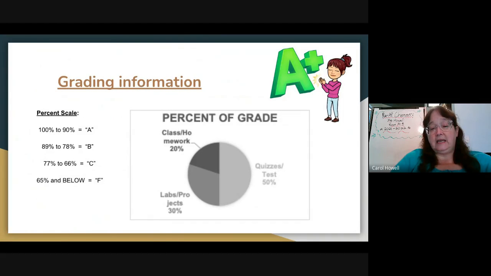You will see here the percent scale for grades in chemistry, as well as the percentage of the grade each of the types of assignments are. So as you can see here, the quizzes and tests, the assessment piece of the class is 50% of the student's grade. The other 50% is labs and project coming in at 30%, and classwork and homework at 20%. So all of the assignments are divided up into this weighting, and then the percentage of total points earned in that weighting is assigned a letter grade.